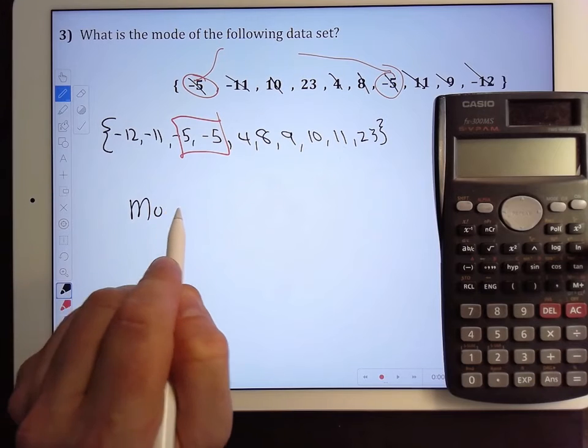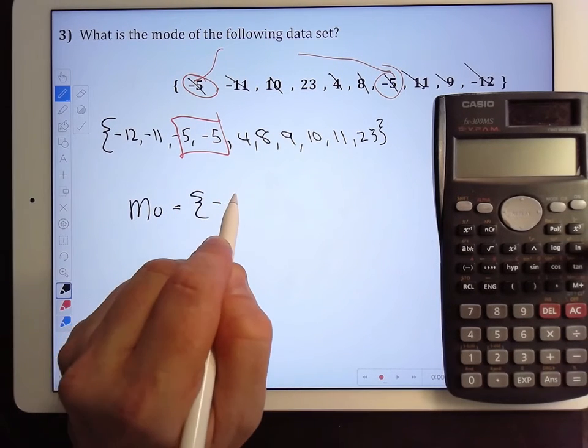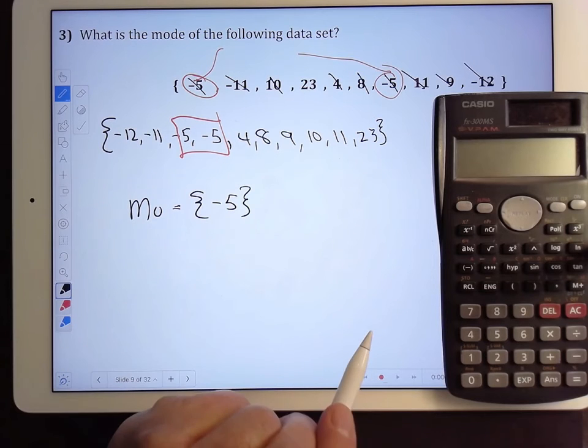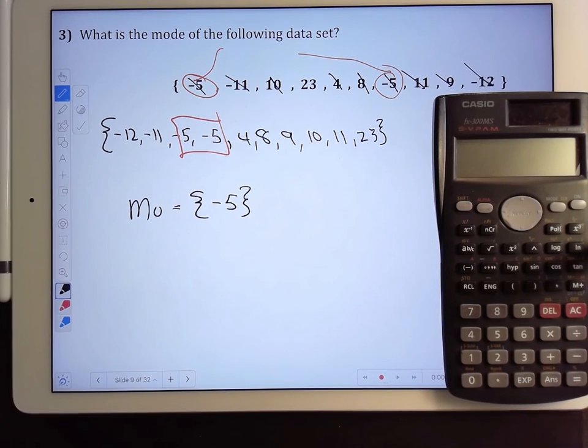So although not necessary, a good way of visually organizing the data. So the mode in this case is equal to negative 5, because it is the only one that repeats. That's the most popular data point as a result. And it's as easy as that.